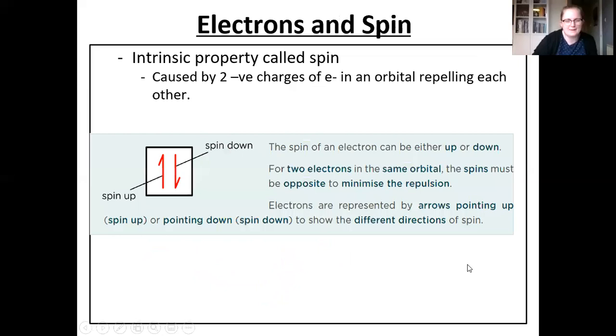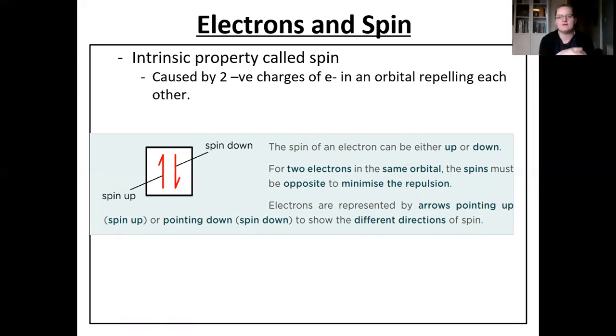So I mentioned spin before, and I said that electrons always come in pairs. So we're going to have a little bit more of a look at this now. Electrons have an intrinsic property called spin. When electrons come in pairs, they're 2 particles that both have a negative charge. And because of these 2 negative charges, in an orbital, they start to repel each other.